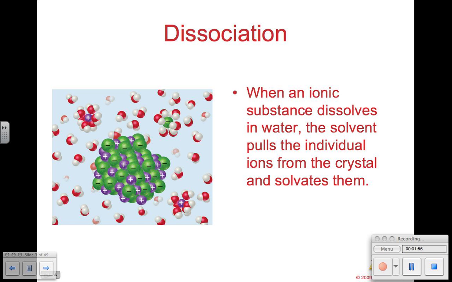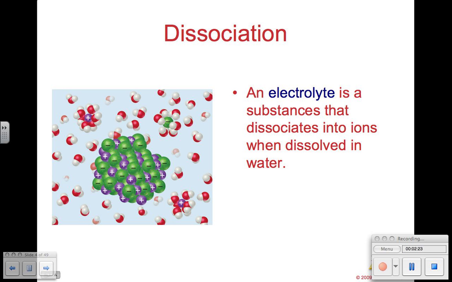So in the image there, you can see you've got your solid NaCl. And then as the water dissolves the salt, or dissociates the salt, the individual ions are separating out, attracted to different parts of the water molecule, whether the positive or the negative. And this process is called dissociation. So that's ionic compounds.